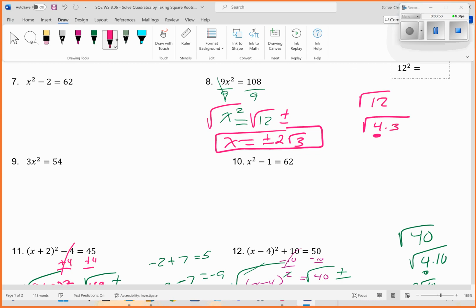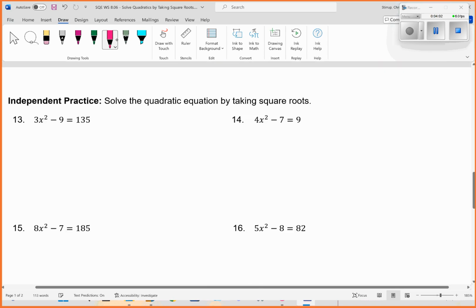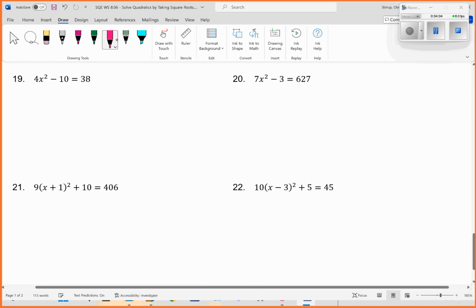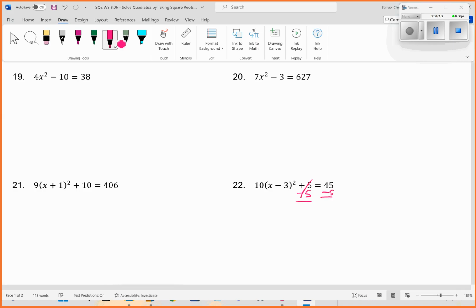Front or back? How much? 22? Okay, 22, I'm going to subtract 5 from both sides. 45 minus 5 is 40. But notice I have a 10 out in front of the parentheses. So what should I do with that 10? Yeah, good. Divide both sides by that 10. Those cancel out then. So 40 divided by 10, I believe, is 4.